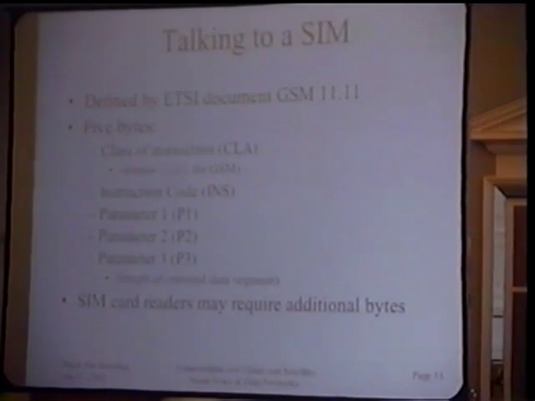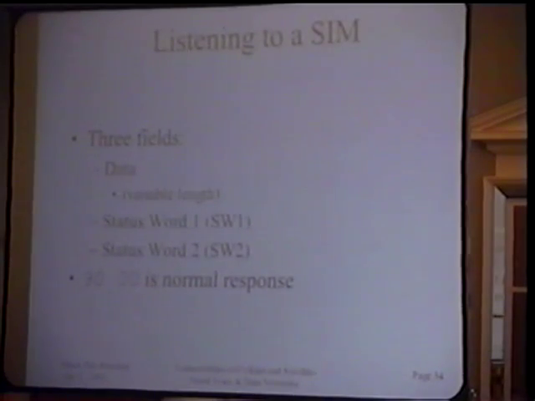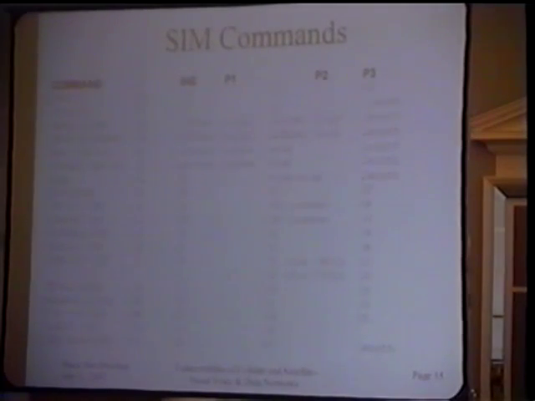Depending on the SIM card reader you're using, there may be additional overhead that you have to wrap around it, a command to get the reader to tell the SIM card to do something. So you send this command to the SIM, and then the SIM is supposed to answer you. The SIM will come back with information, if there is any that you asked for, and then two status bytes. So it's a fairly simple protocol. For GSM, this is a set of commands that it will understand and know how to operate.